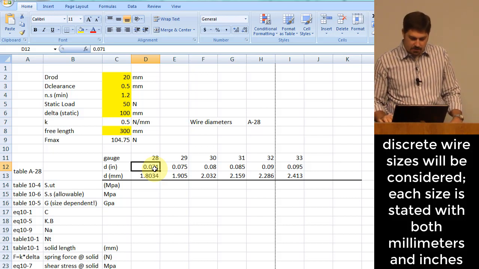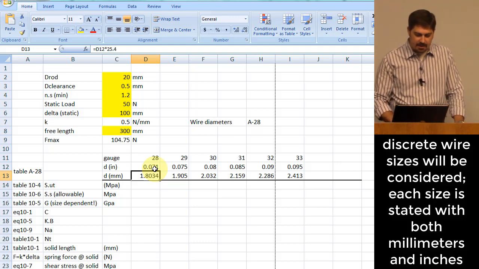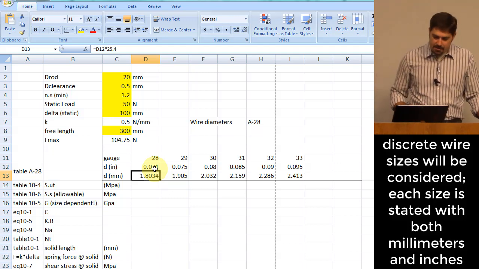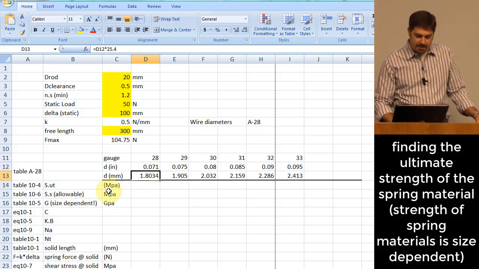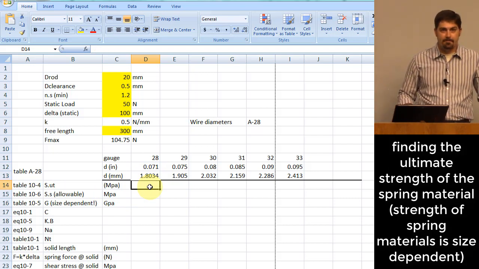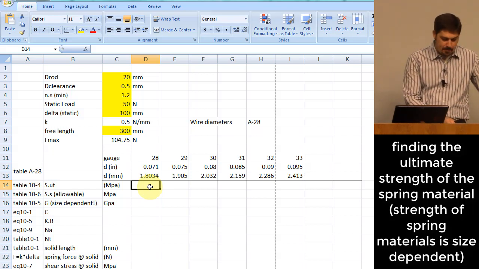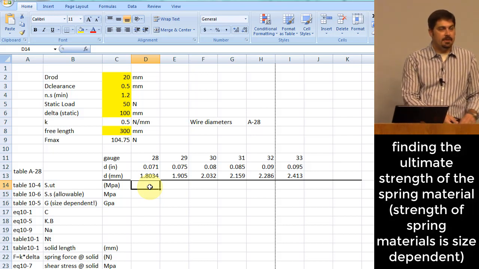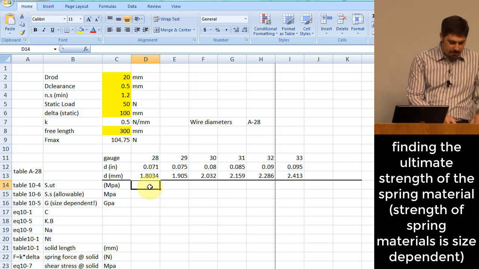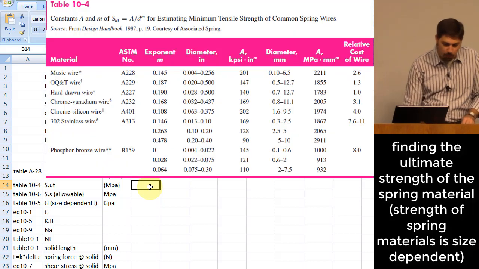For various things, we might need to know this diameter in millimeters or sometimes in inches, so I have millimeters computed here for each of those values in inches. The first thing we're going to do in this table is handle the idea that the strength of this spring is no longer going to be just a constant value. What you will notice here, and it starts on page 517, is a table 10.4.